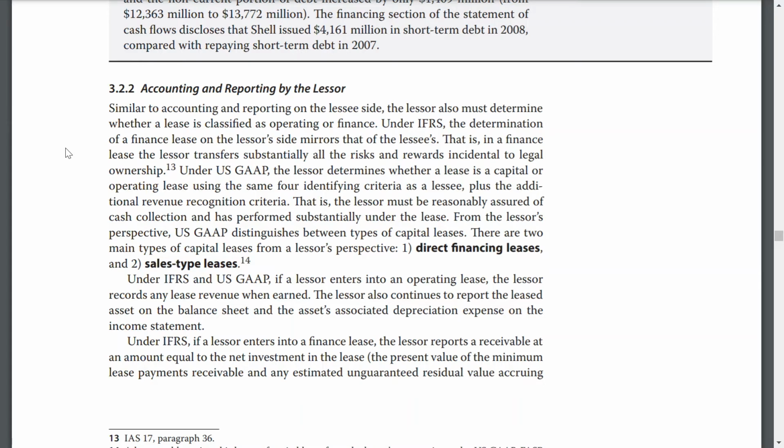The lessor also continues to report the leased asset on the balance sheet and the asset's associated depreciation expense on the income statement. Under IFRS, if a lessor enters into a finance lease, the lessor reports a receivable at an amount equal to the net investment in the lease.